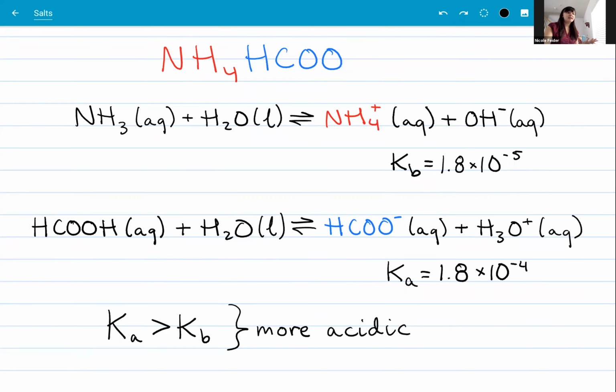To summarize, a salt is just a mix of positive cations and negative anions. A salt of a strong acid and a strong base will result in a neutral pH. A salt of a strong acid and a weak base will be acidic. A salt of a weak acid and a strong base will be basic. And a salt of a weak acid and a weak base really depends on the relative strength of those halves.